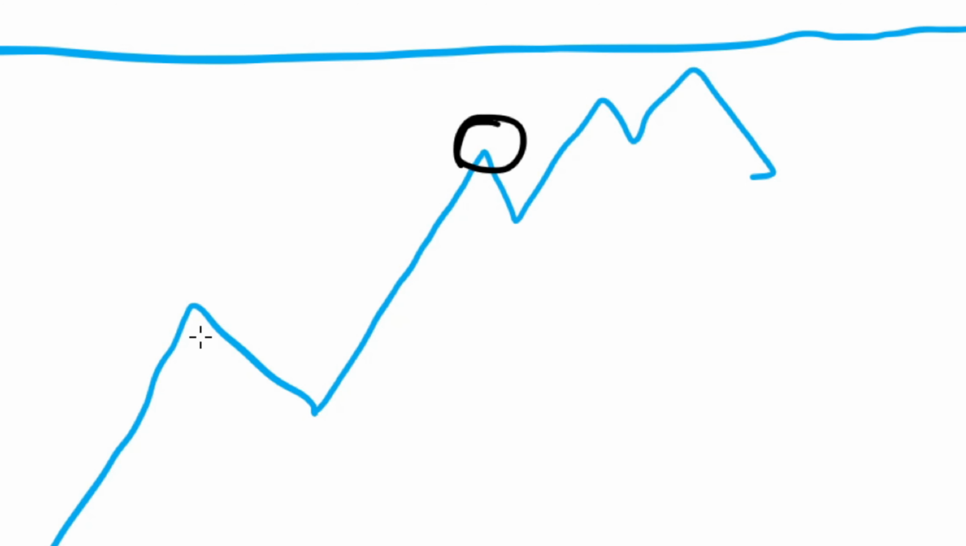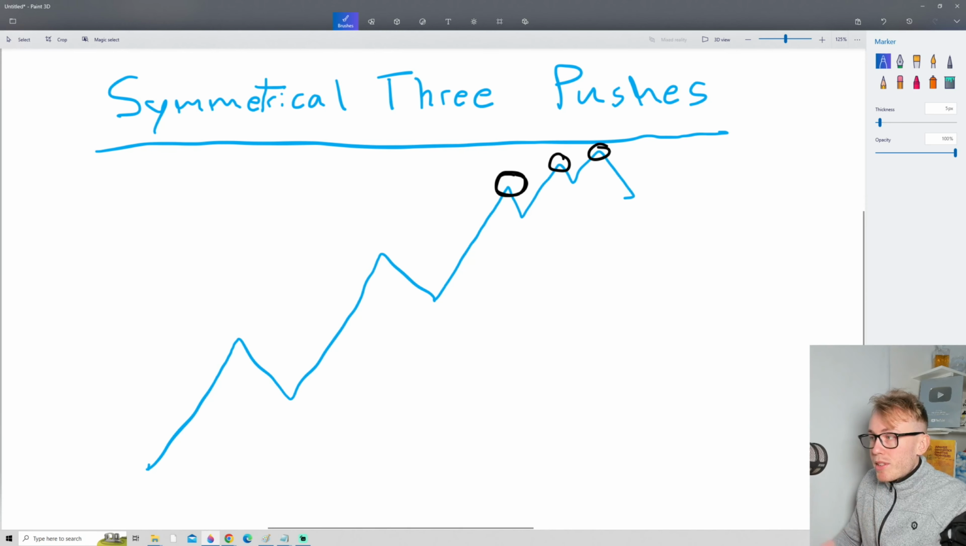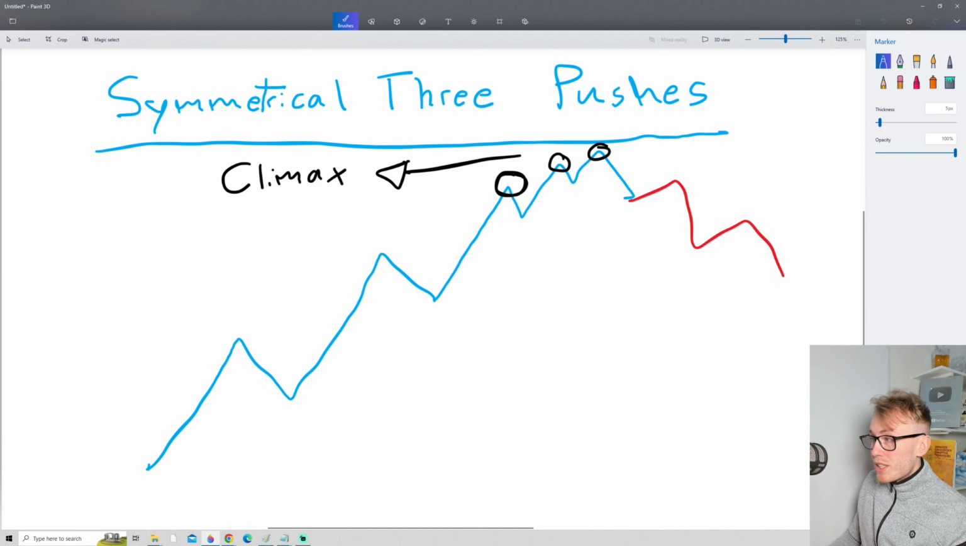And you can see that we want to look out for 1 and 2 and 3 highs that are very close to each other. And what this can actually indicate is a trend climax, meaning that this trend is starting to shift to either a downtrend or at least a trading range.